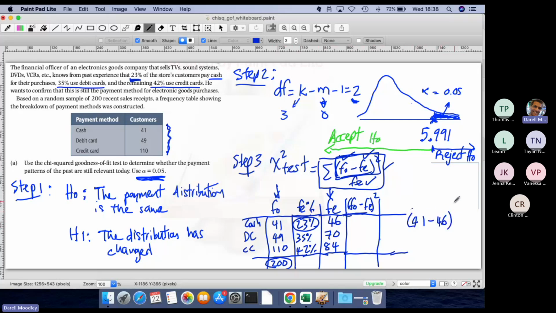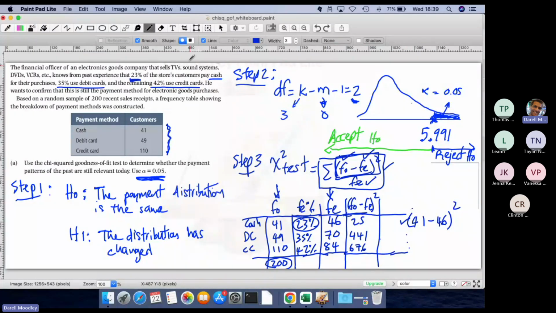And then you square it. All right, if you work that out in your calculator, that'll be 25. You do the same thing for the next two rows, the debit card and credit card. If you do that, you get 441 here. And in the last row, you get 676. Okay, doing the same approach that I've done here for the next two rows.